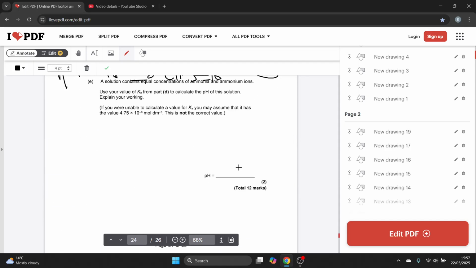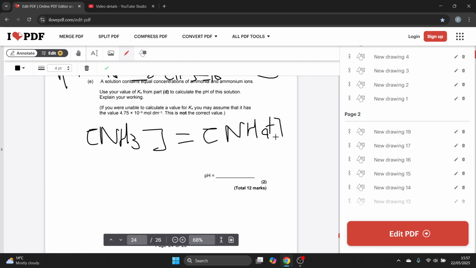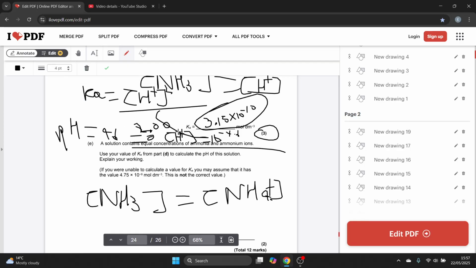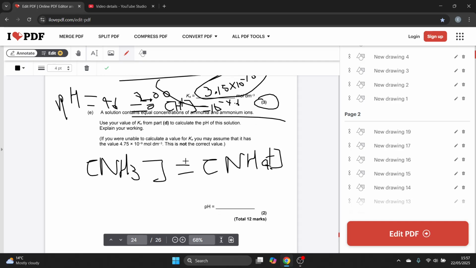Then it says the solution contains equal concentration of ammonia and ammonium ions. So concentration NH3 equals concentration NH4 plus. I just want to write it in this way because then you can see what's going on. Use the value of Ka to calculate the pH of a solution. Okay, so I know concentration of NH3 equals the concentration of NH4 plus.